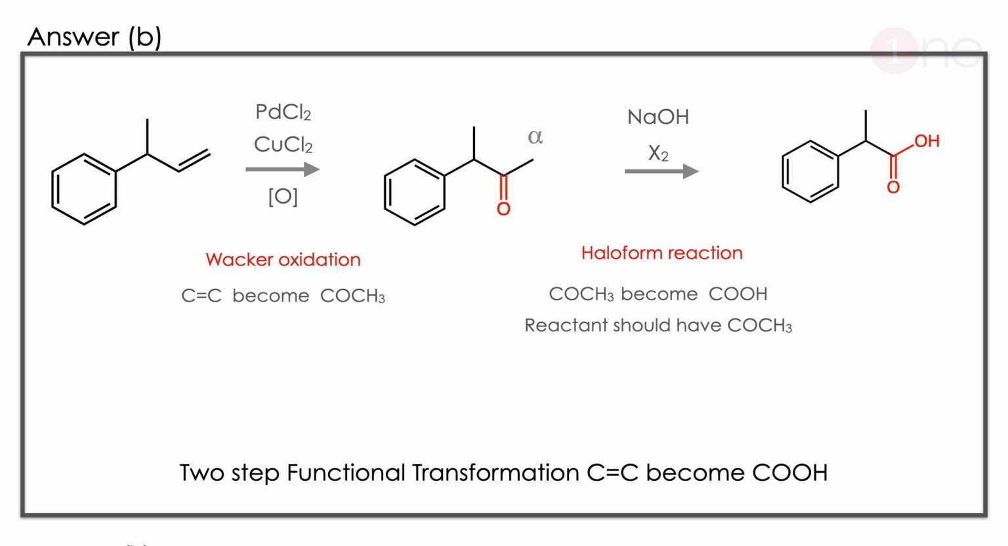Wacker oxidation normally converts a C=C double bond into COCH3. So we are introducing a carbonyl there. So the C=C double bond becomes COCH3. Then the Haloform reaction. Since there are 3 alpha hydrogens, the Haloform reaction is possible. So we are using the base and the halogen. So the COOH group is formed. Here there is a 2-step named reaction. What is the importance of that? The C=C bond becomes COOH, since it involves Wacker oxidation and the Haloform reaction.